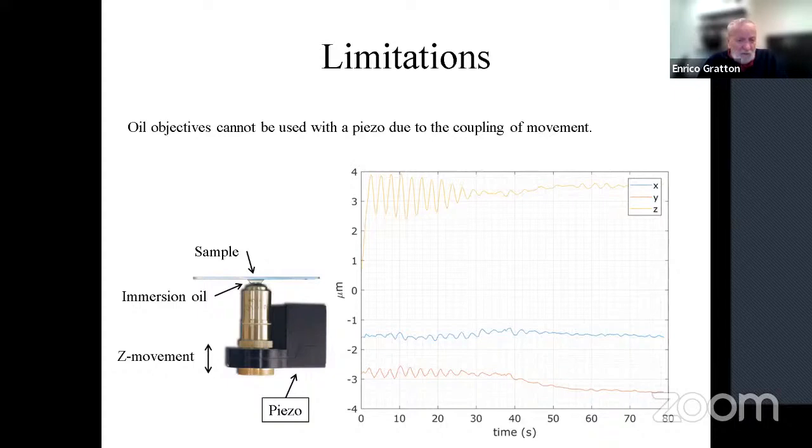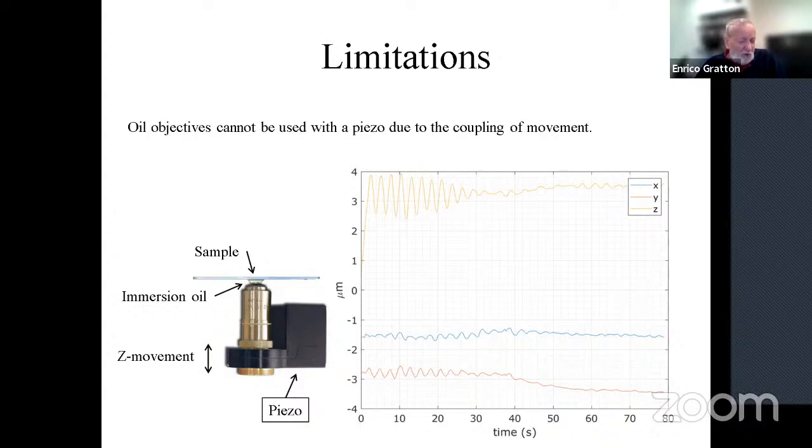The other issue is that if we use a piezo and we want to move up and down, and we have an immersion oil, as we move up and down, the oil will stick to the glass and will move the glass up and down. So that doesn't work very well. But if we use an electrically tunable lens, in which we don't move anything, then we can move X, Y, and Z.